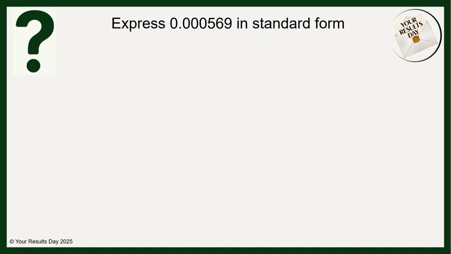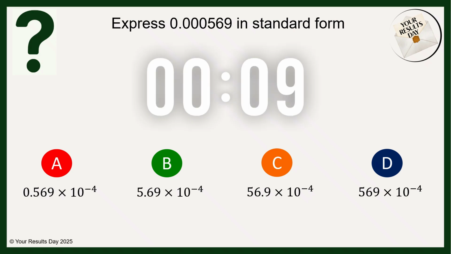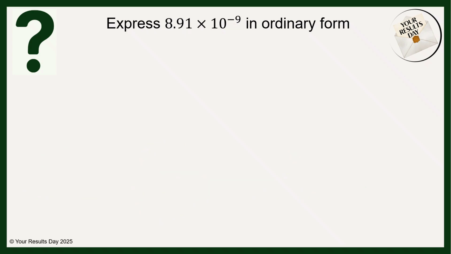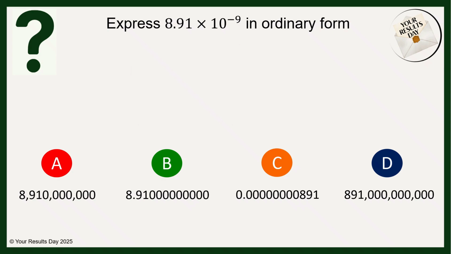On to the next one, express 0.000569 in standard form. Here are your options. That one was B as well, and one more, express 8.91 times 10 to the negative 9 in ordinary form. Here are your options. And the answer to that one was C.